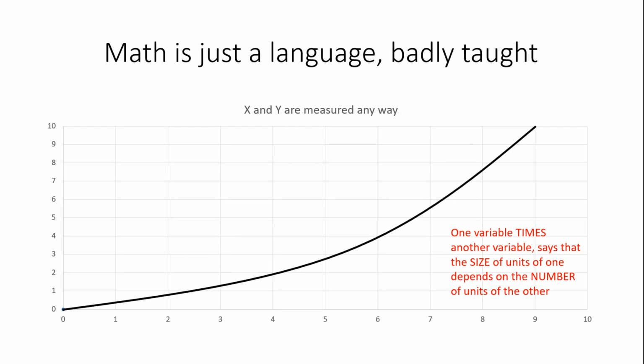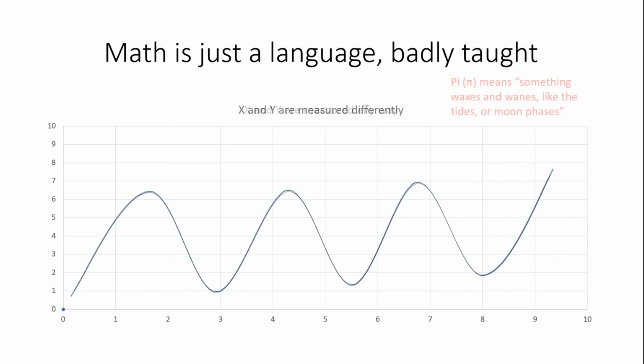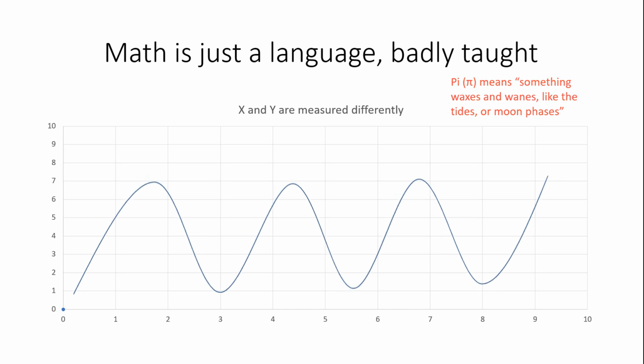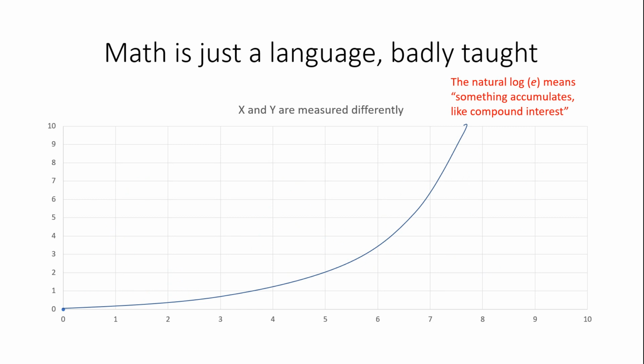If we multiply one variable by another, we get a curved line. All we're saying is that the size of the unit of one variable depends on the number of units of the other variable. And we can go further. When you see pi in an equation, what it usually means is something goes up and down repeatedly, like the tides or the phases of the moon or biorhythms. And when you see E, it says something accumulates, like compound interest, where the more you have, the more rapidly you get more.